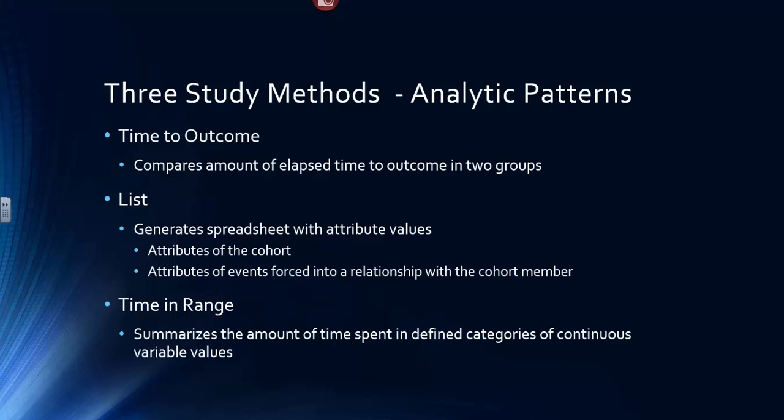Time and range summarize the amount of time spent in defined categories of continuous variable values. For example, how much time was spent in an INR range of 2 to 3, or an INR range of 0 to 2, or 3 to 5.